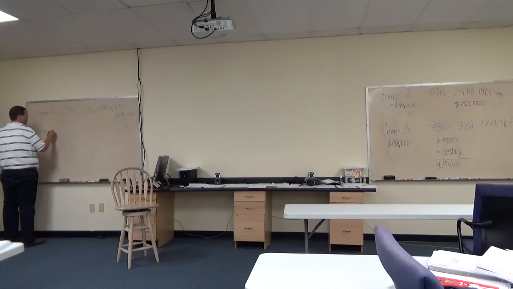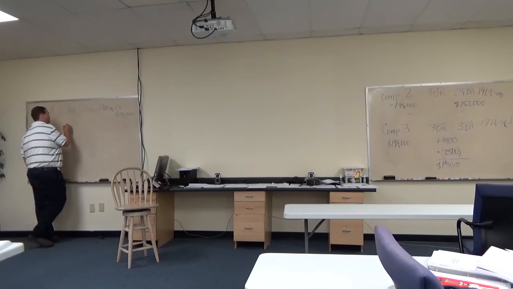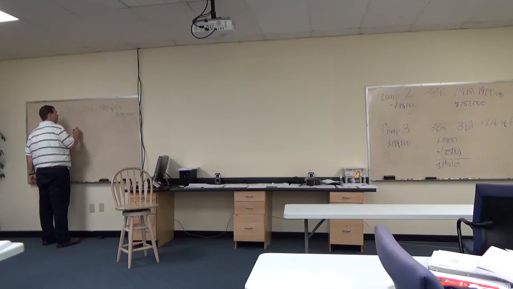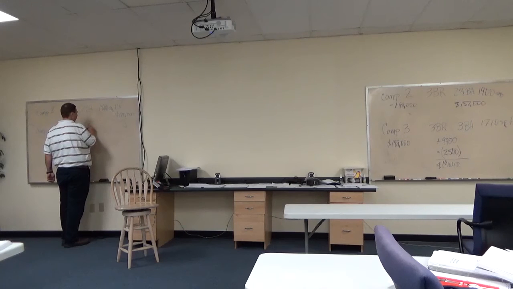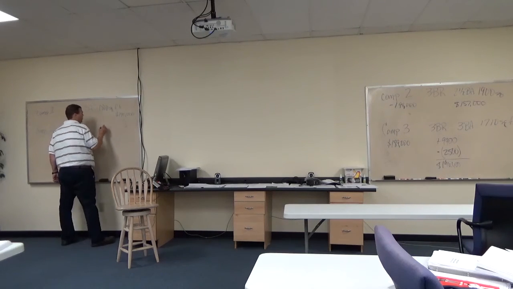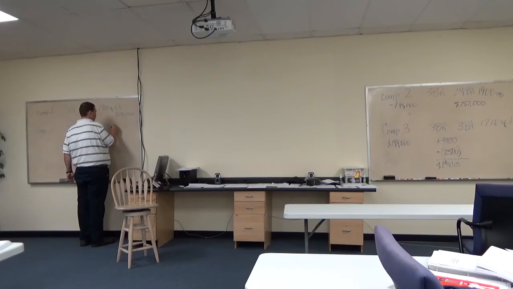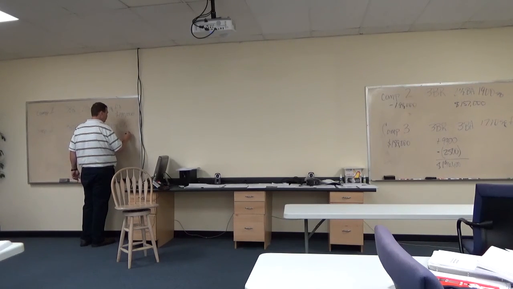Comp 2 is a 3-bedroom, 2-bath, 1,900 square foot. It sold for $200,000.